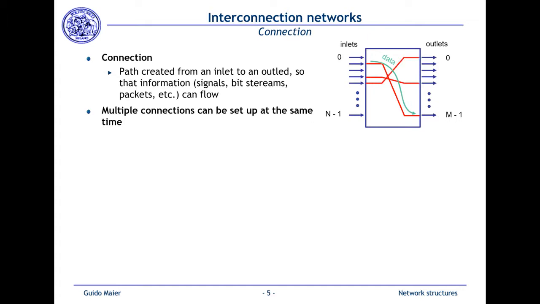And an interconnection network is able to set up not one connection at a time, but several connections at the same time. Not necessarily all possible connections have to be active at a specific instant, maybe a subset of them, but usually there is more than one, and this is because when you use this interconnection network, you want parallelism inside, parallelism in the switching operation.